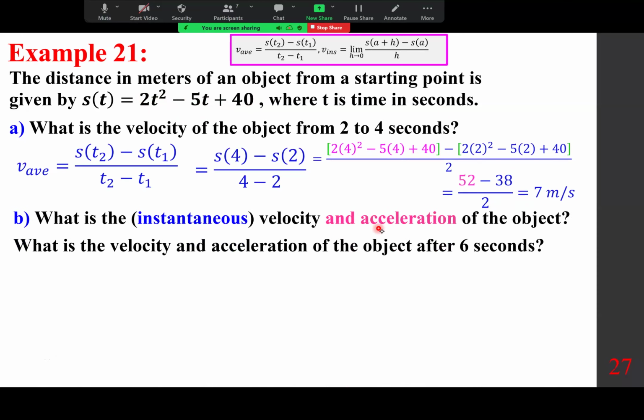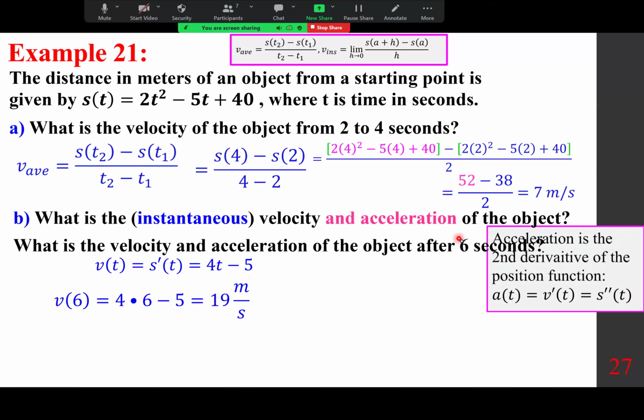What is the instantaneous velocity and the acceleration? If you differentiate this, you get s prime of t or v of t, which is 4t minus 5. We want the velocity after 6 seconds. If you replace the t with 6, you get 4 times 6, 24 minus 5, or 19 meters per second.